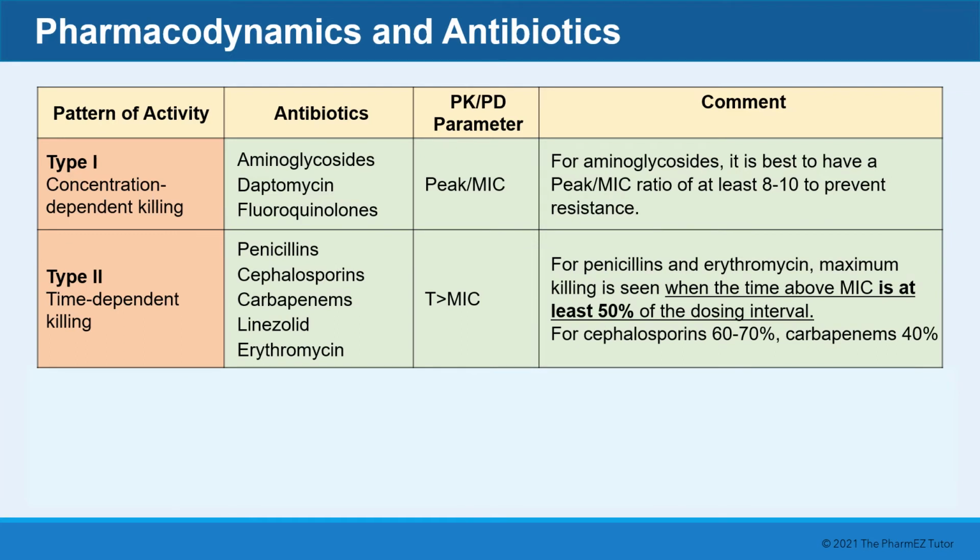The antibiotics that exhibit time-dependent killing are the penicillins, cephalosporins, carbapenems, linezolid, and erythromycin. For penicillins and erythromycin, the maximum killing is seen when the time above the MIC is at least 50% of the dosing interval. For cephalosporins, it should be 60 to 70%, and carbapenems 40%.